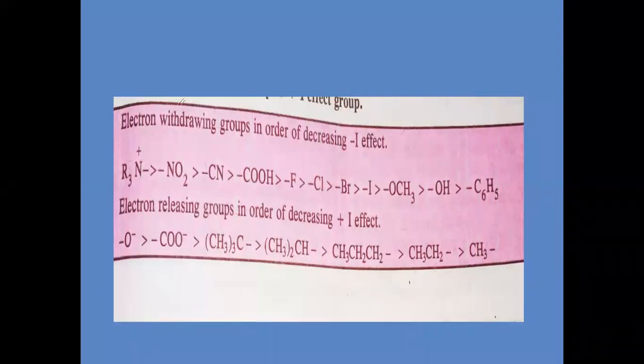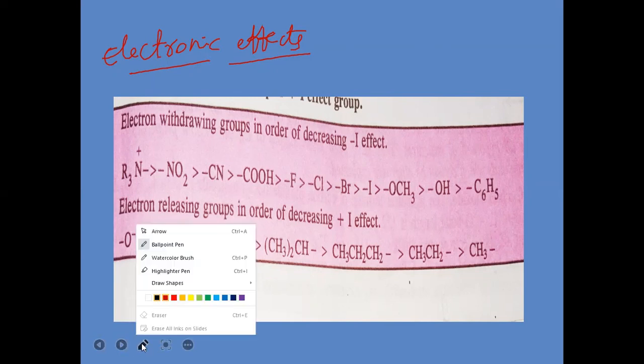Whenever you take any organic reaction, there are some electronic effects which have to be understood. Electronic effects means electron displacement effects, meaning electrons will be displaced from one place to another. Sometimes sigma electrons will be displaced, sometimes pi electrons. The displacement of electrons will take place in the reactant molecules and product molecules.